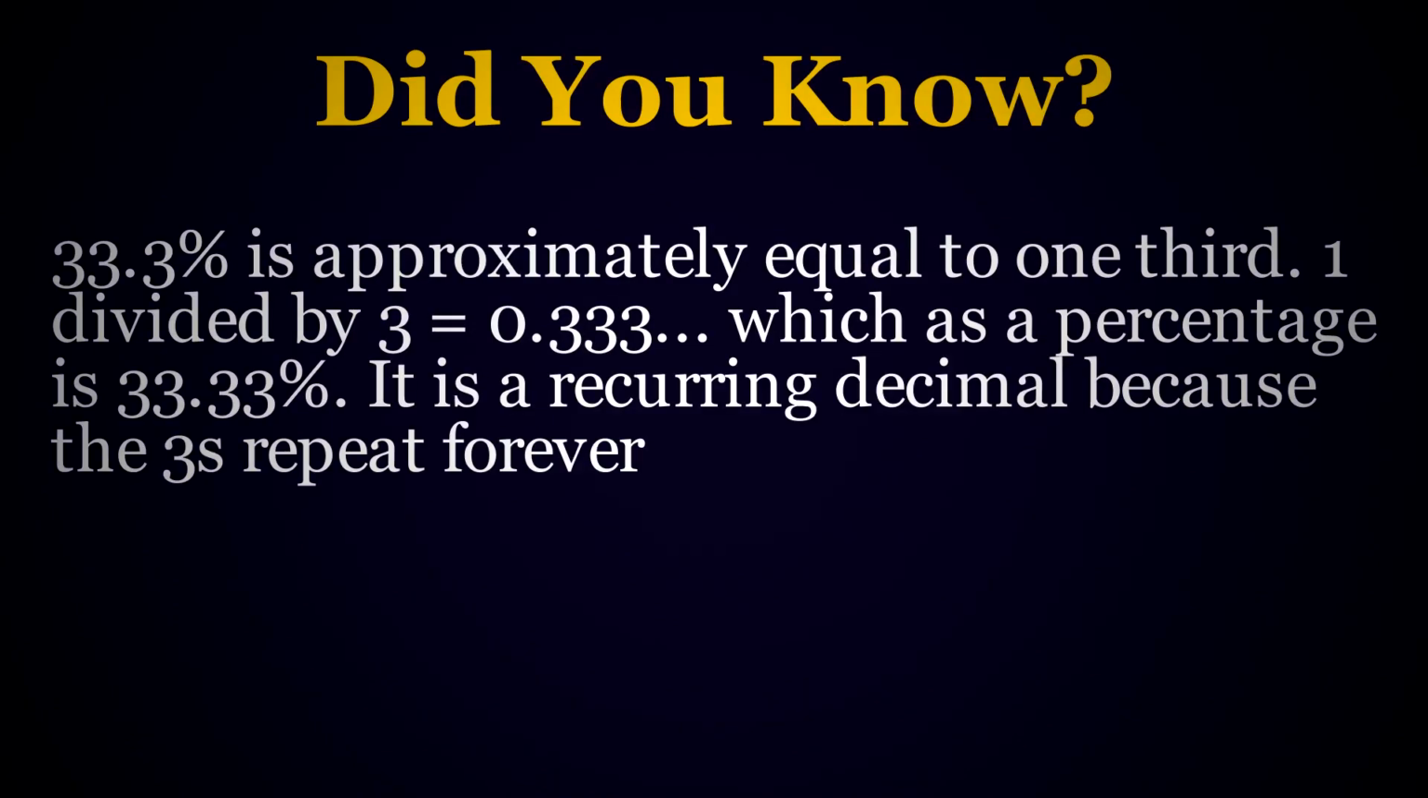A quick fact for you, 33.3% is approximately equal to 1/3. 1 divided by 3 equals 0.333, which as a percentage is 33.33%. It is a recurring decimal because the 3s repeat forever.